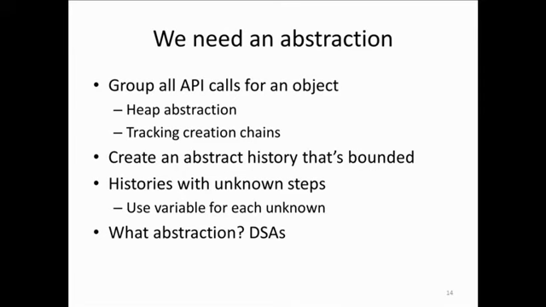So I'm going to need an abstraction. First of all, I'm going to need to be able to group all my API calls for an object. So for that, we do heap abstraction and we track creation chains. I'm going to need to be able to represent in a bounded manner my loops, and I'm going to have to represent my unknowns. For that, we're going to use variables. And just for the sake of convention, we're going to use the higher end of the alphabet for variables, the lower end of the alphabet for concrete letters.